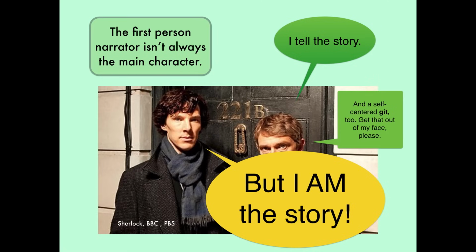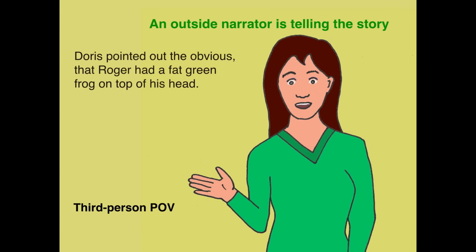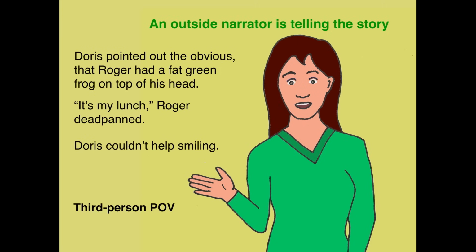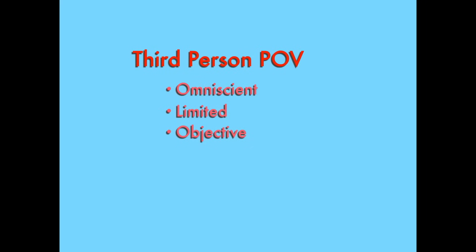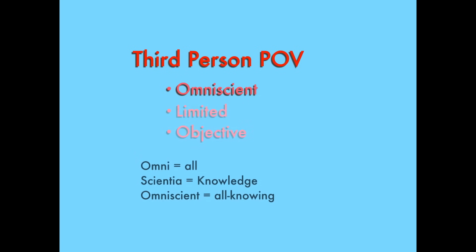Traditionally, most stories used to be third-person POV. This is when the narrator is a voice outside the story. The narrator tells us, "Doris did this," or "he said to Doris," or "she shook his hand." That's third person. The 3 main kinds of third-person point of view are omniscient, limited, and objective.